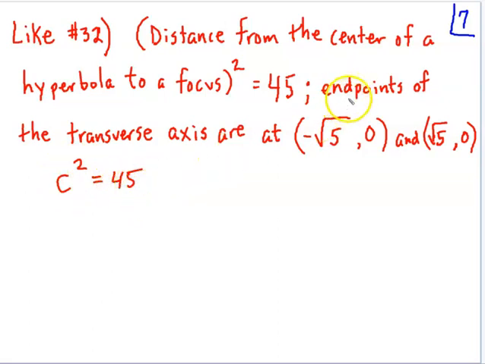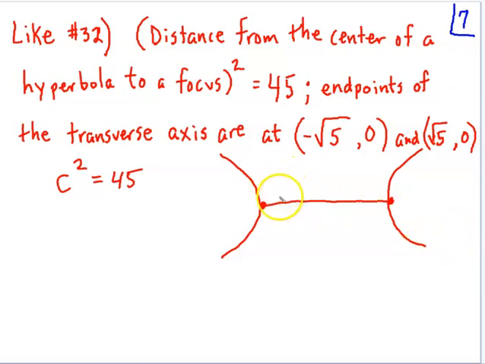What else do we know? The endpoints of the transverse axis are at negative root 5 and positive root 5. Notice how these are both on the x-axis. If you recall, the endpoints of the transverse axis are also known as vertices. So in rough sketch form, we're talking about a graph that would have two parabolas that do this. In other words, a is the square root of 5.